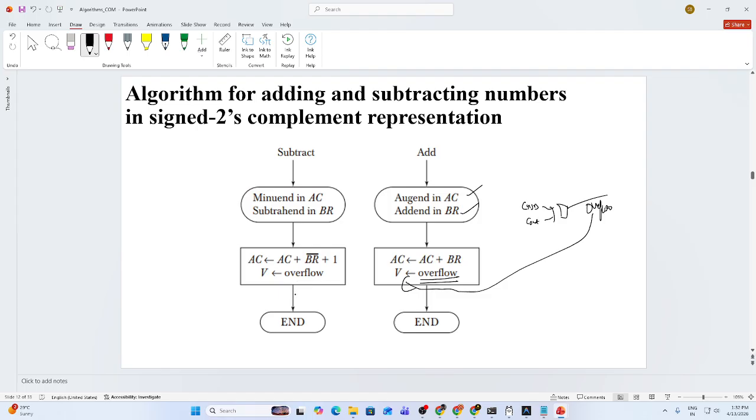Similarly subtraction, as I told. In the case of addition, I am assuming that if AC is a negative number, it is already in the 2's complement form. Here also if BR is a negative number, it is already in the 2's complement form. Similarly in subtraction also, if AC is a negative number, it is in the 2's complement form, and if BR is a negative number, it is in the 2's complement form. So for AC minus BR, what I need to do is AC plus BR bar plus 1, and the result I store in the AC. Similarly I may get an overflow, and if I get an overflow, just set the overflow flag. So this is the simple algorithm when the data is represented in the 2's complement form. Okay, thank you.